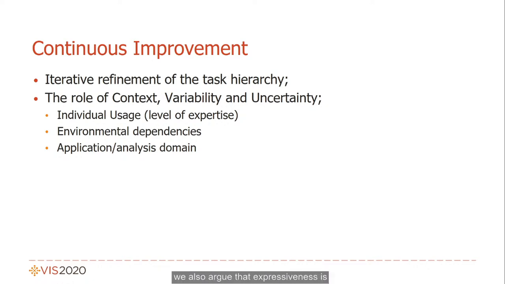We also argue that expressiveness is associated with the ability to consider context, variability, and uncertainty. Accounting for context to disambiguate outcomes can be based on a number of factors, including but not limited to individual usage, environmental dependencies, and the application analysis domain. Also, to maintain robustness of the task abstraction framework, the variability of a system, actors, and domains should be represented in the abstraction mapping mechanism and during all stages of the framework.